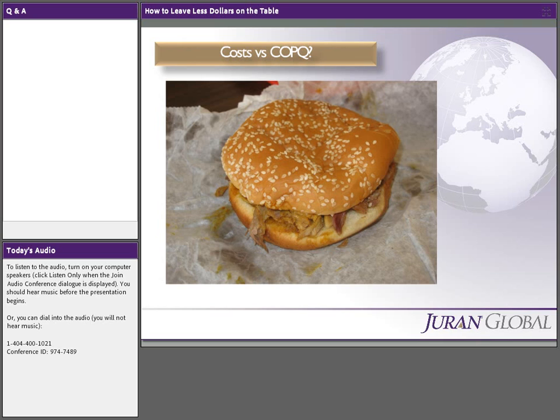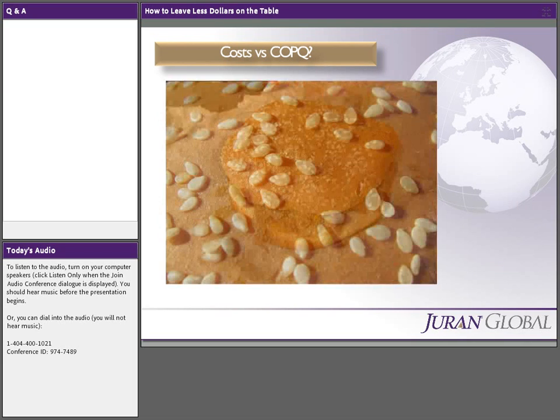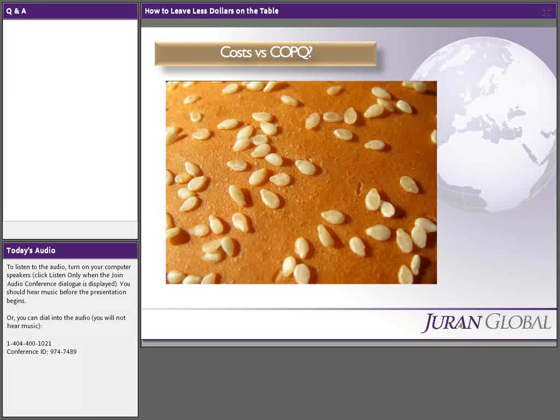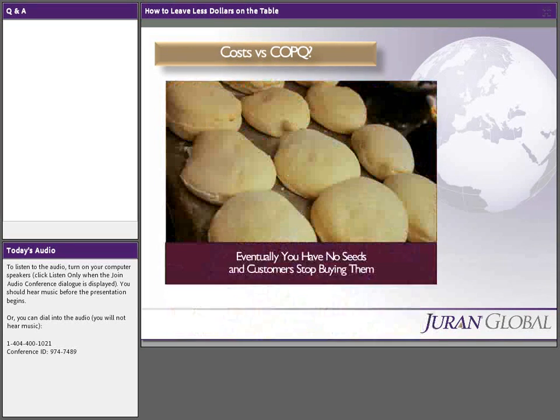And the person was rewarded for his cost savings. So they said, let's do it again. And they reduced the seeds 10%, saved millions of dollars. They did this 3 times. By the time the 3rd time came around, we started to notice less and less seeds. And as the customer, we eventually even saw that there were no seeds on the bun.